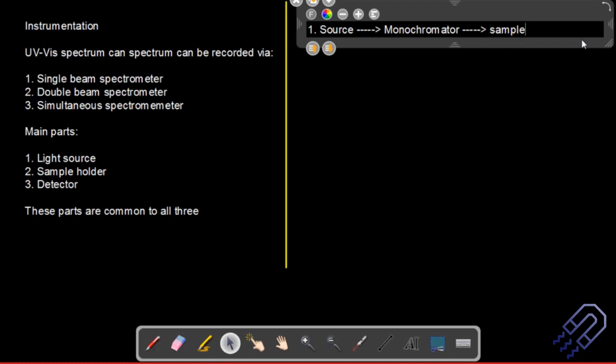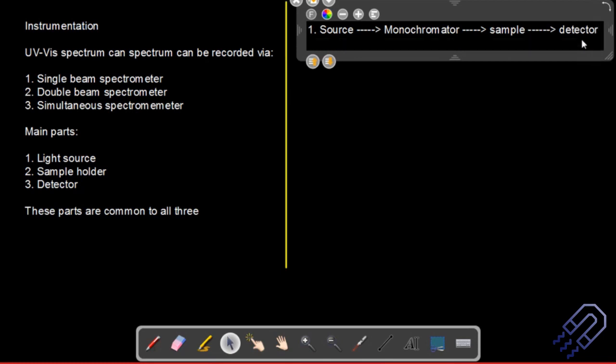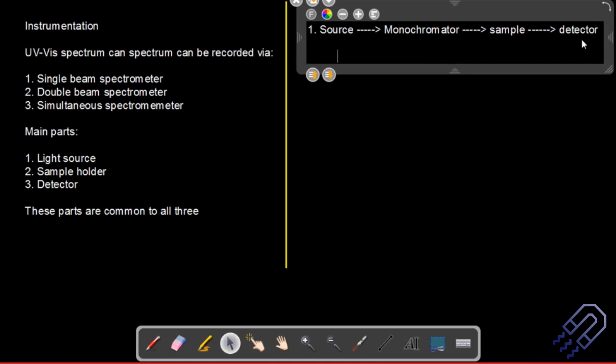We have the source and the monochromator. After you have got a single wavelength, you allow it to fall on the sample. Once the light crosses the sample, some of it is absorbed or reflected, and then it is finally collected in the detector. So that is your single beam instrument. Basically, we call it a UV visible spectrometer.